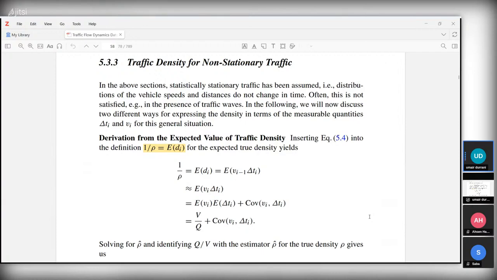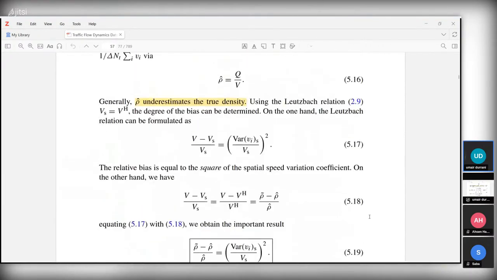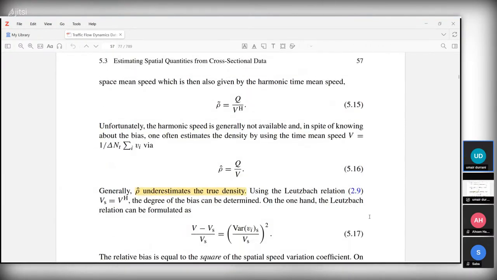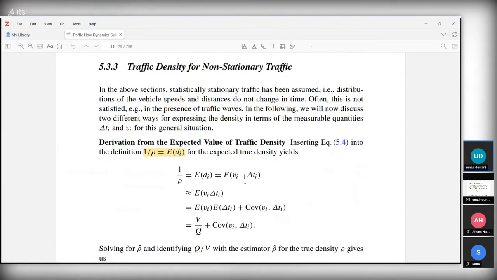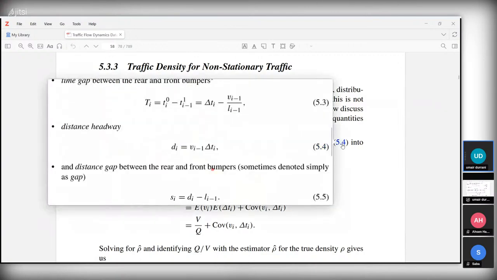Okay, in this section, we are now discussing traffic density for non-stationary traffic. What we have discussed here is for stationary traffic only, which means that for non-stationary, we are going to consider stop and go conditions. So the first subsection here is the derivation from the expected value of traffic density. If you look at equation 5.4, this is the distance headway, which we have previously discussed. It's equal to the speed of the lead vehicle times the space headway delta d_i.